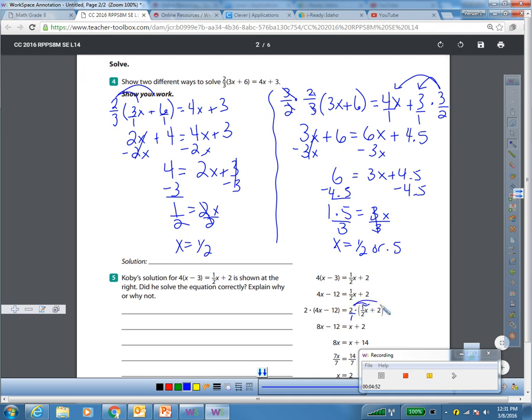He went times 2 to both sides. That works out here, but 2 times 2 would be 4. Same thing here. 2 times 4 is 8, but 2 times negative 12, that should be negative 24. So I need you to explain that Kobe didn't go ahead and multiply both terms by 2, only the first one. So that would be a mistake.